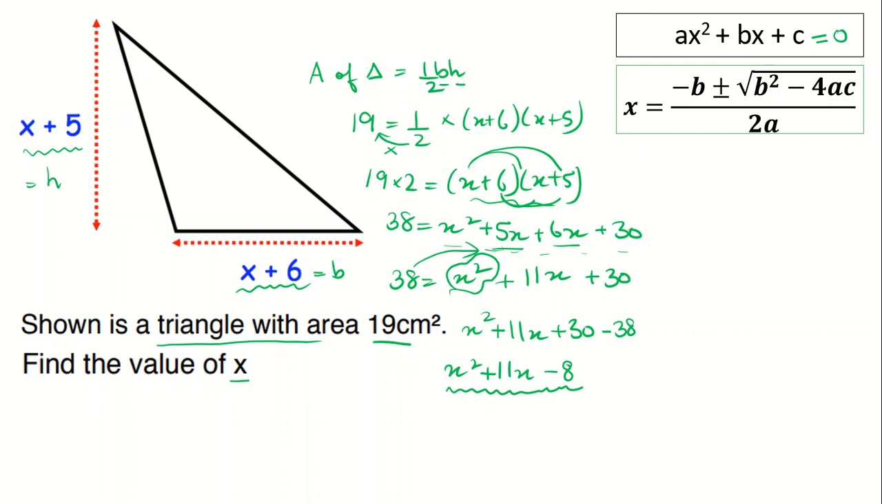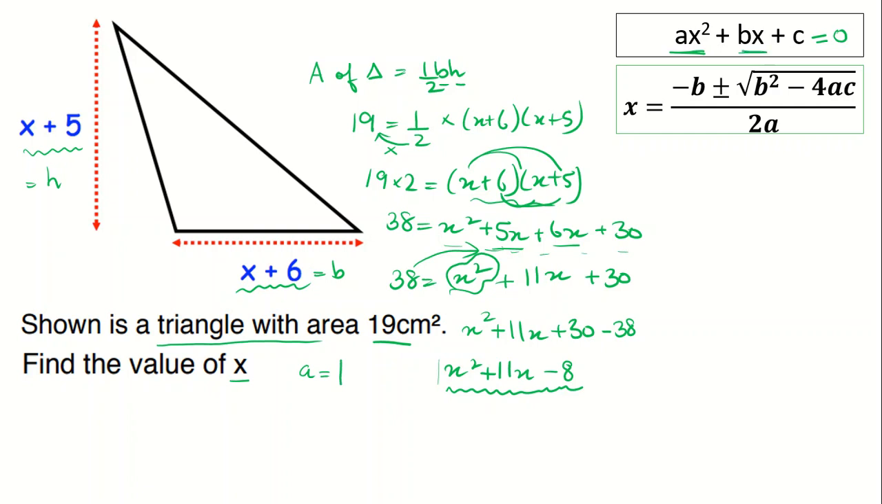Now, first of all, I need to know what's my A, what's my B, and what's my C. So for A, you need to see that in the general format, the number that is attached with the x squared is your A. So here my x squared is empty, which means that there's an invisible one here. So my A becomes 1.